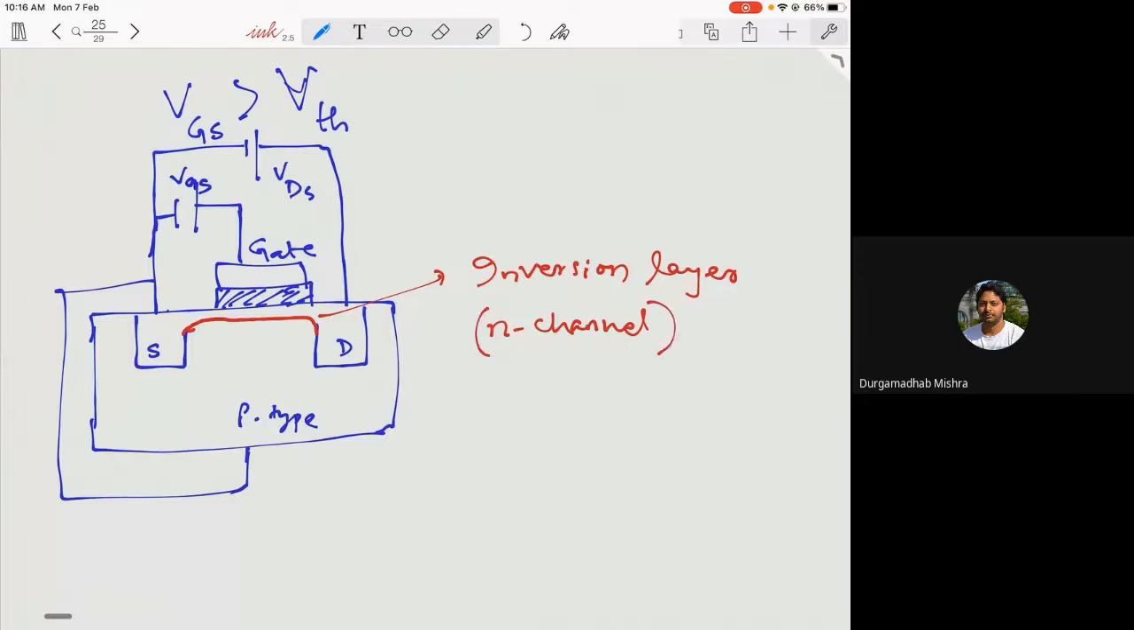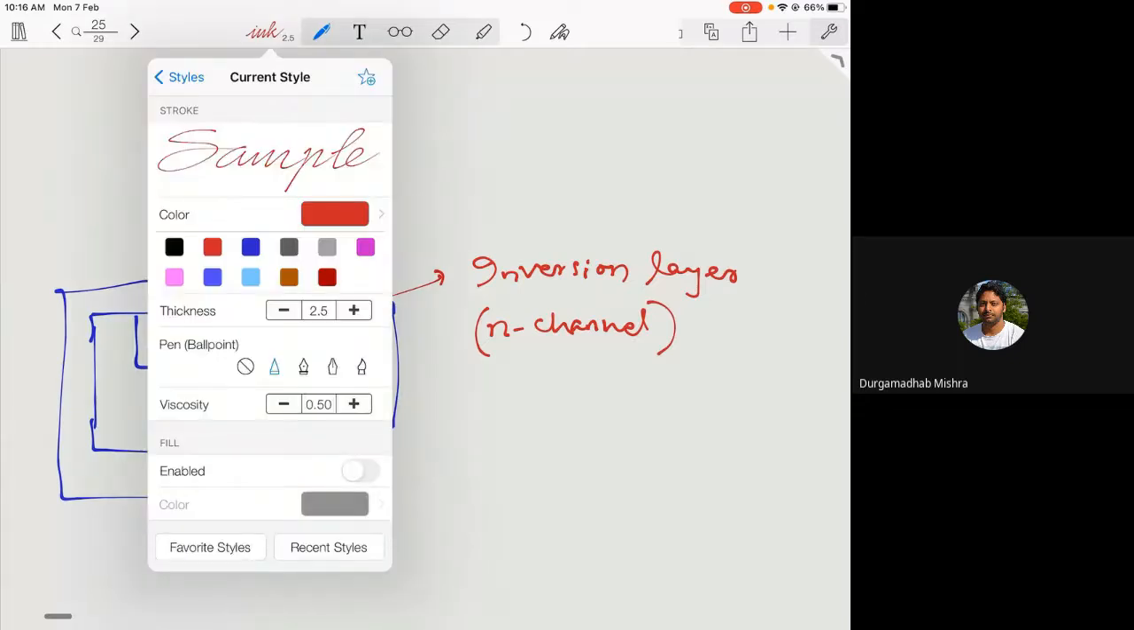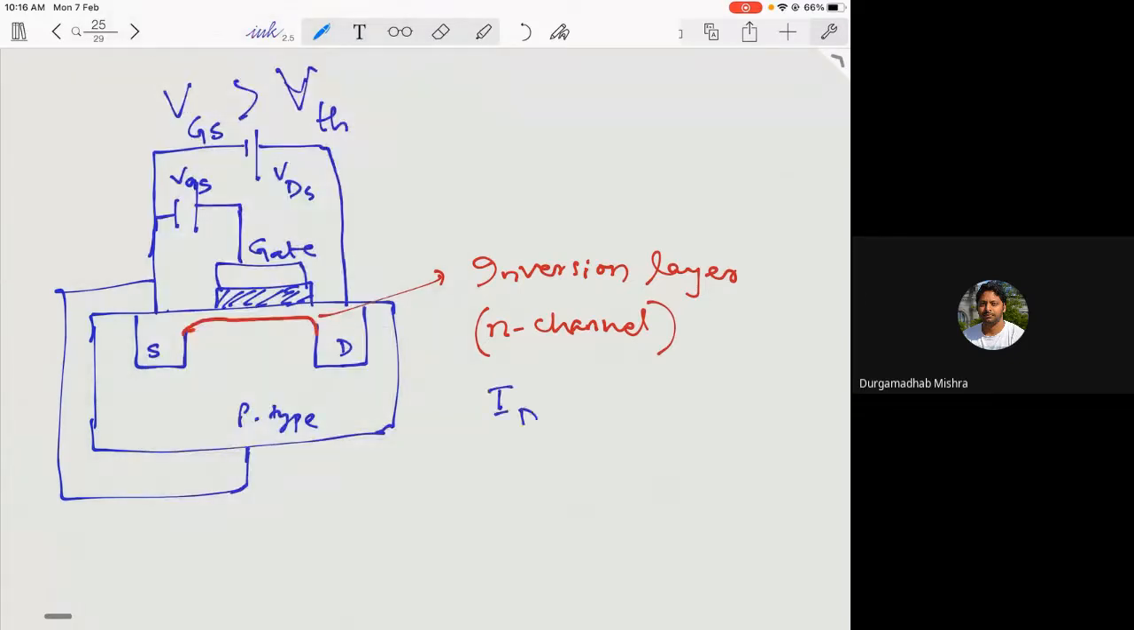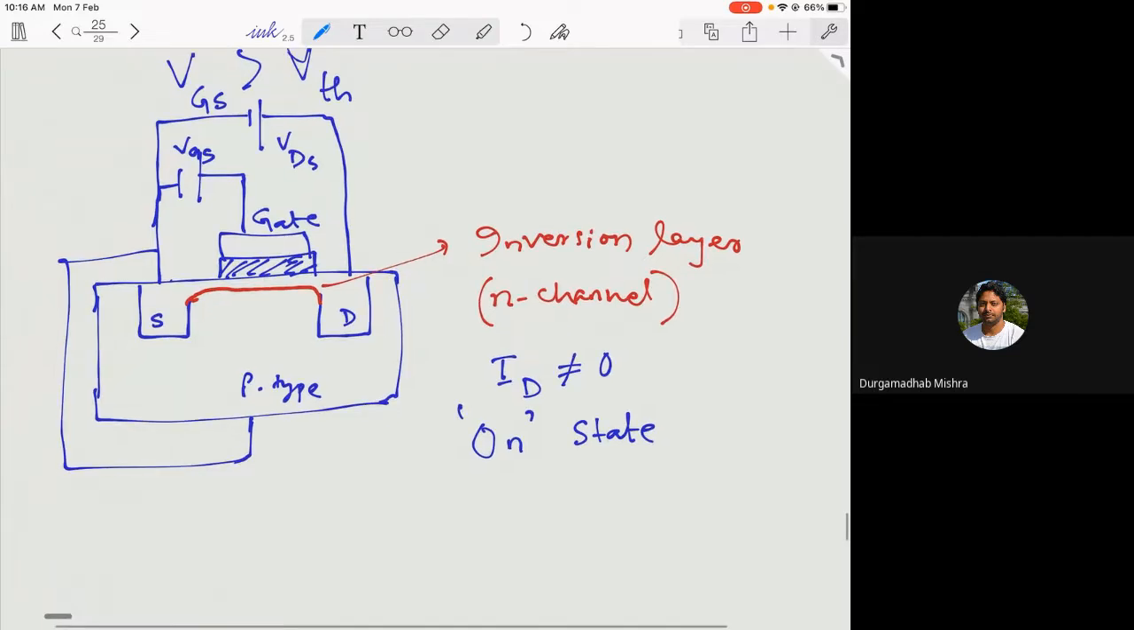That means you have basically free electrons which can now move from source to drain. So that means your ID is not equal to 0 anymore. Okay, so this is your on state. So the device is on. And what happens to the depletion region around your source and P-type? This remains the same. Your depletion region will still be there. So this is not going to change.